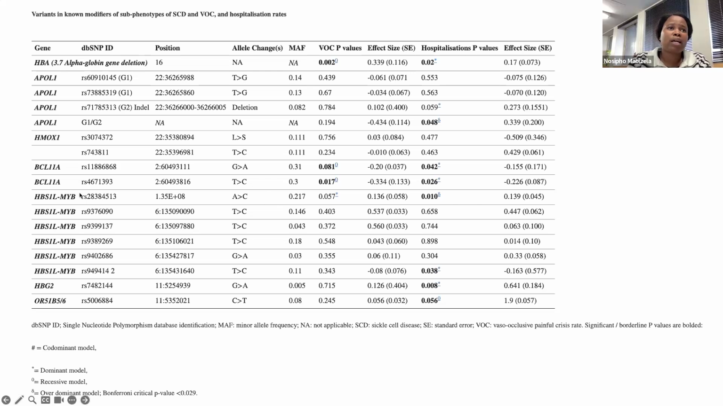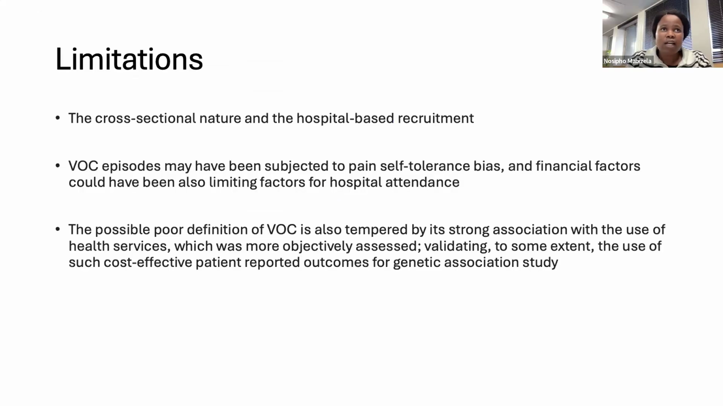We also look at other genes that are responsible for fetal hemoglobin production. Actually, what we have produced here replicates what has been reported in the literature, which is not new. However, it was good to see that whatever was done in the literature has been replicated in our study. As I've mentioned, we had limitations.